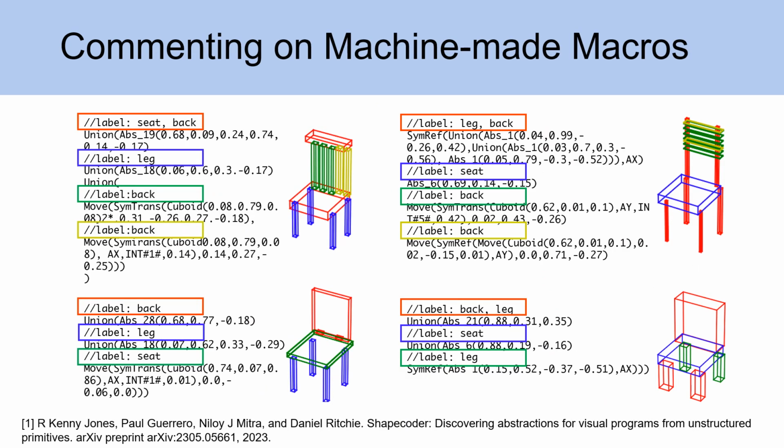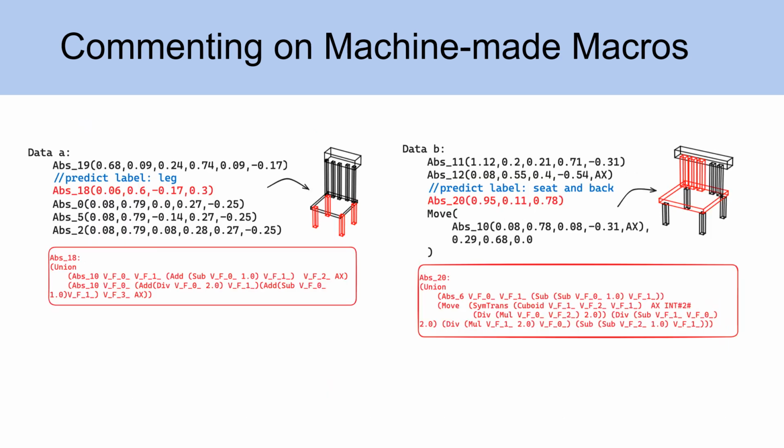Our method can comment on programs generated by ShapeCoder. After pre-processing, we successfully comment on code blocks with correct semantics. One interesting observation is that ShapeCoder abstraction might cut across semantic parts. For example, in the right data point, the ABS20 function includes both the seat and part of the back. This might suggest an inspiring future direction to consider semantics when abstracting the shape.